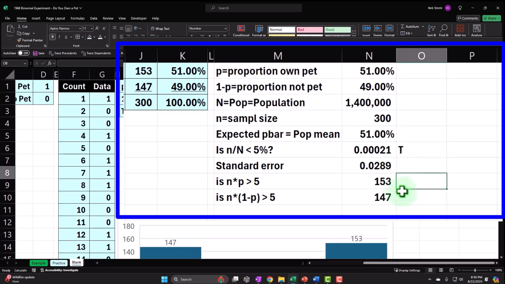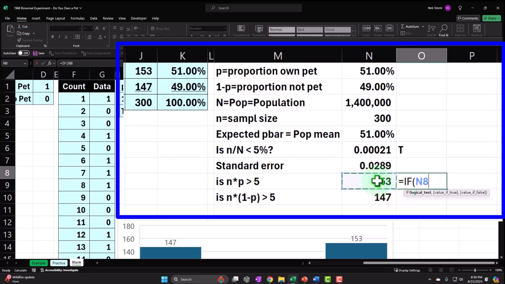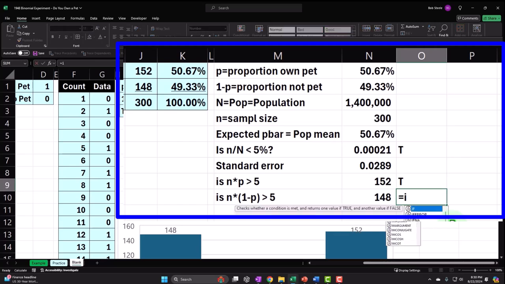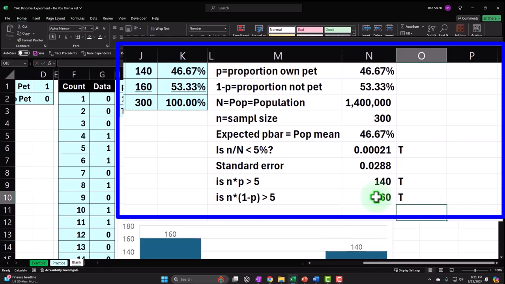This one, we can do the same thing. Equals IF, tab. If this number is greater than 5, then comma, what do you want us to do? Quotes, put a T, end quotes, comma, what do you want us to do if we don't have that? Quote, put an F, end quote, and close it up and enter. Same thing here. Equals IF, tab, this number is greater than 5, then quote, put a T, end quote, comma, if not, quote, put an F, end quote, close it up, boom, boom.